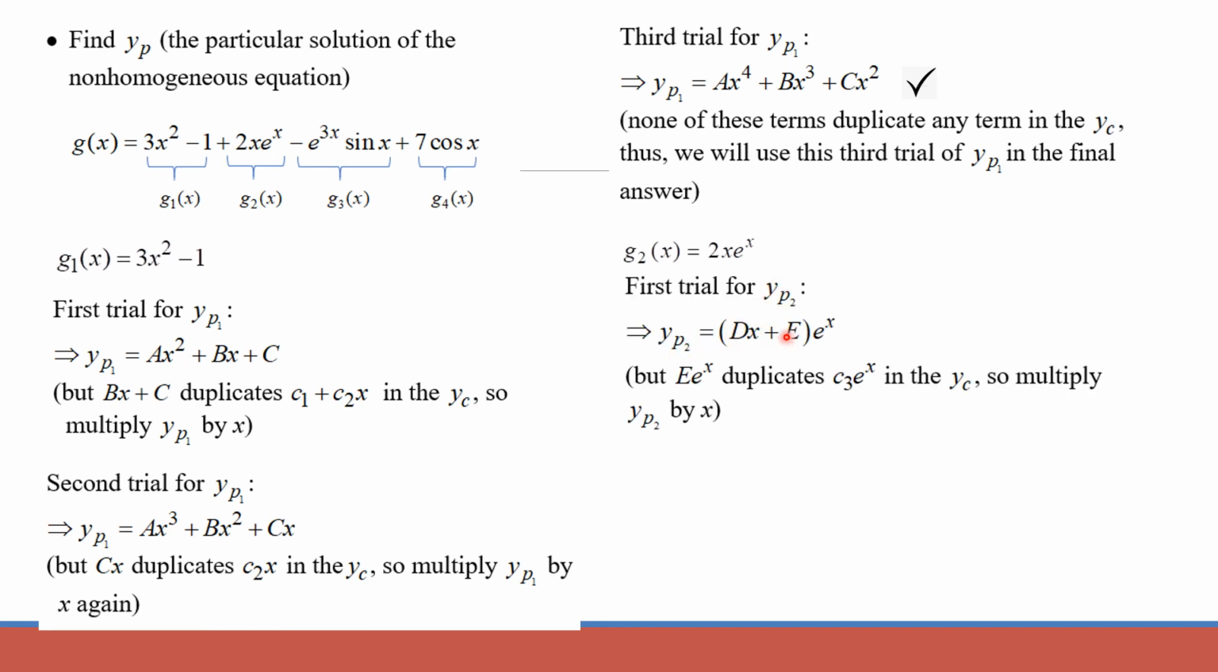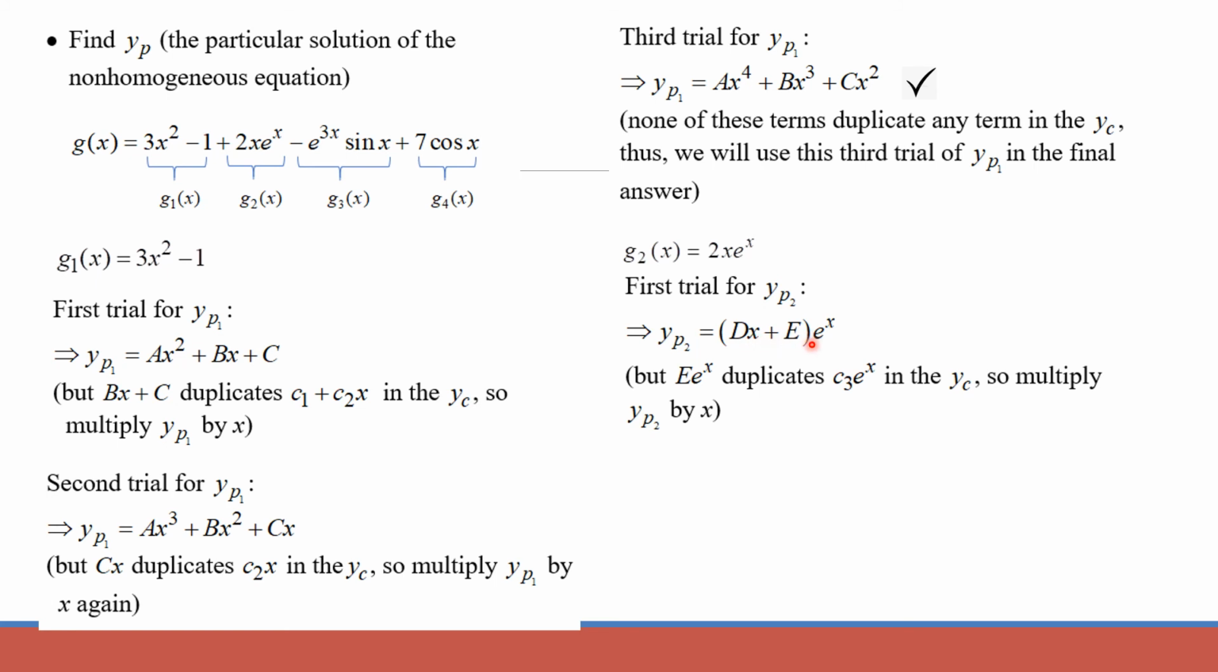Now we have already used up the letters a, b, c. Now we are going to use the letters d and e. So this is a linear function dx plus e multiplied by e to the power of x. Now let's check whether there's any duplication of these terms in the yp2 with the yc.